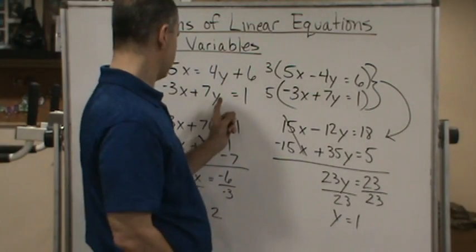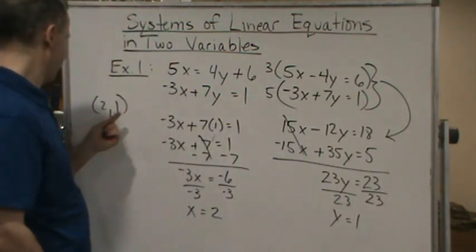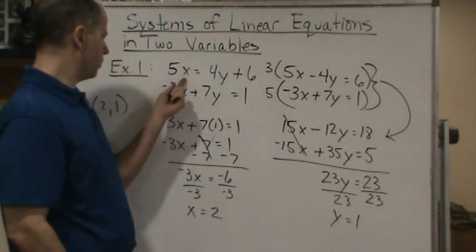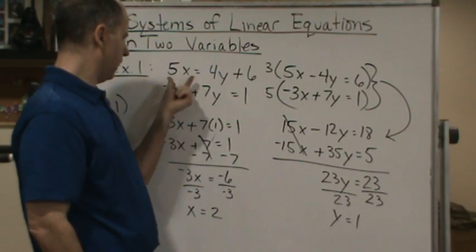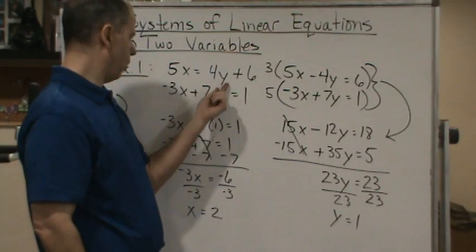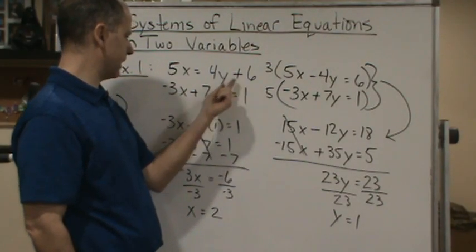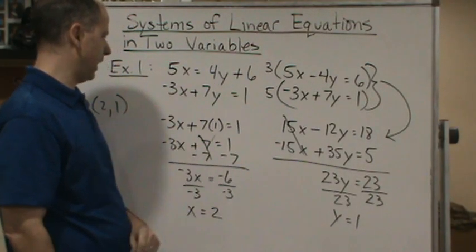Now again, go back to the original system and check, right? Or since we just, it doesn't matter, we can check it here. So 2, 1, so 2 times 5 is 10. And then here we get 1 times 4 is 4, plus 6 is also 10. So we get 10 equals 10.